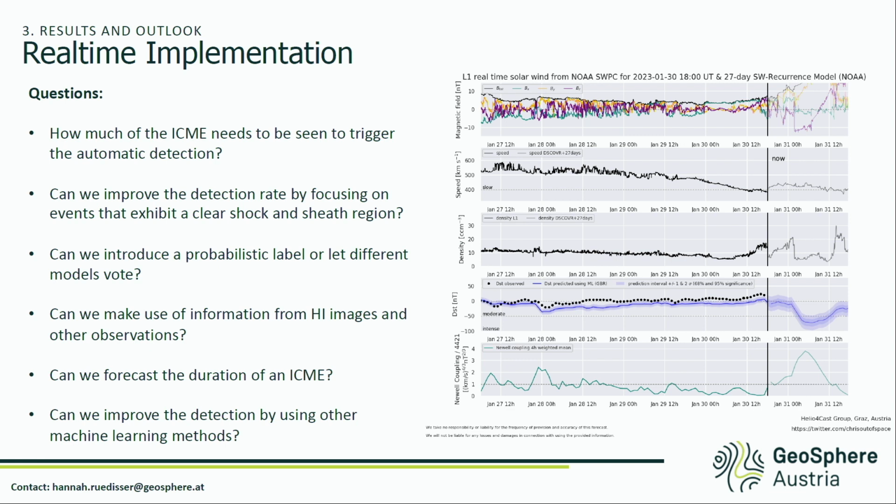Another question that we ask ourselves is, can we improve the detection rate by focusing on events that exhibit a clear shock in sheath region, so only on very definite CMEs? We also thought about introducing a probabilistic label by making use of the different catalogs that we have, or for example, letting different models vote. And we also thought about whether we could make use of information of, for example, HI images or other information closer to the sun. So for example, if a CME is seen close to the sun, the probability that we also detect it in situ is probably higher.